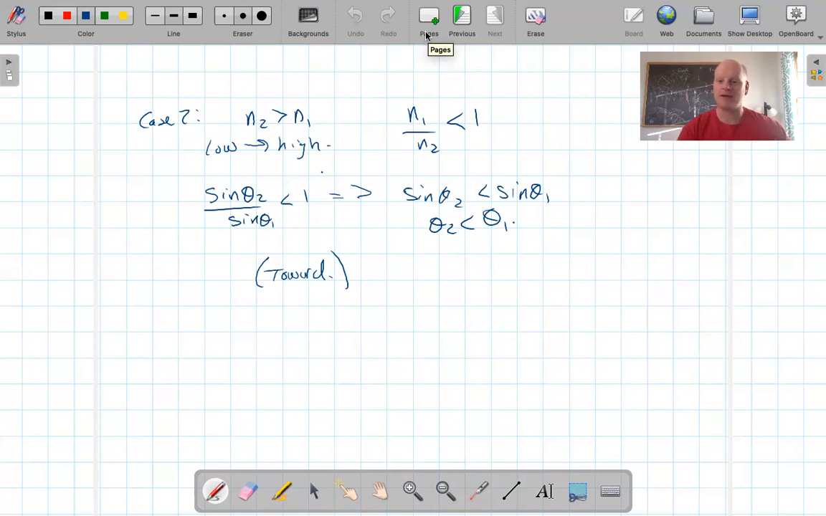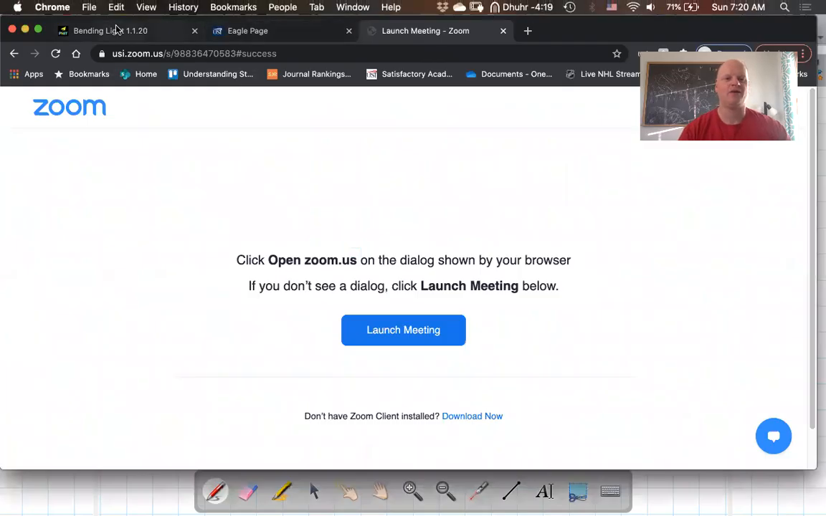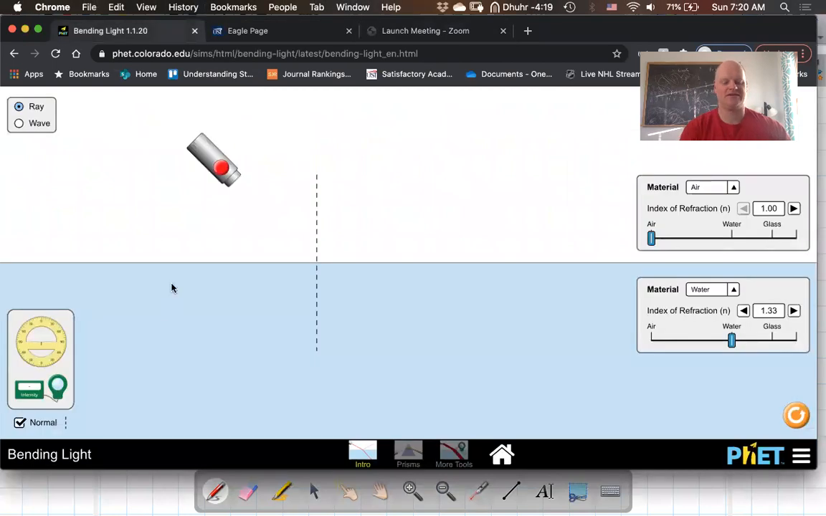So that's what we're going to be playing with in this lab. In this lab, we're going to be testing this idea of Snell's law. How we're going to do that is, since you all know I'm not going to be there this week because I have to be quarantined, we're going to use the bending of light PHYS simulation.